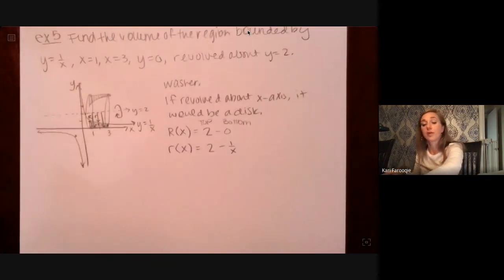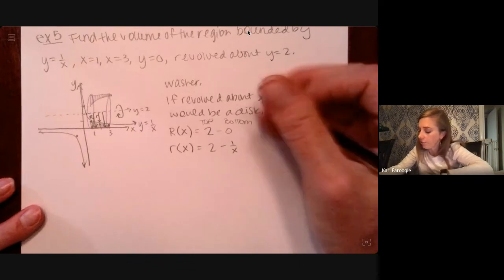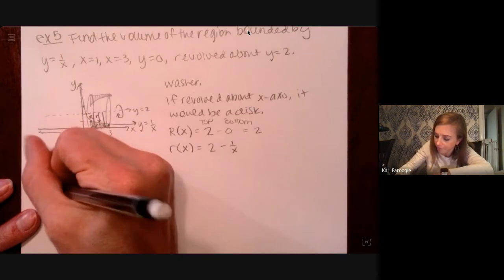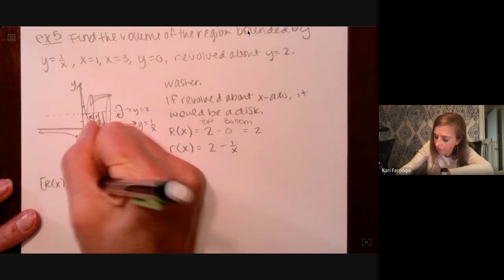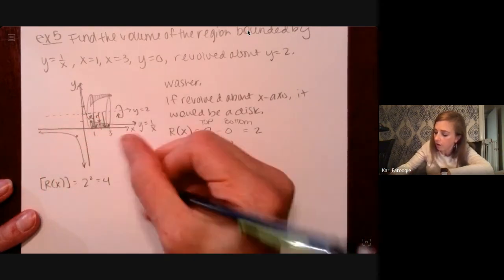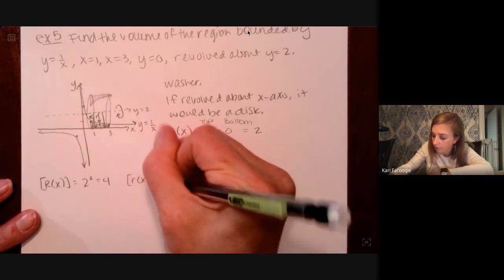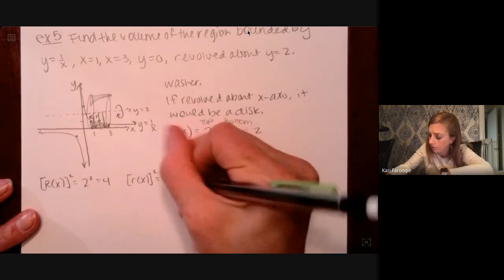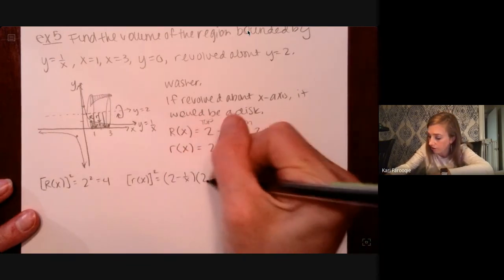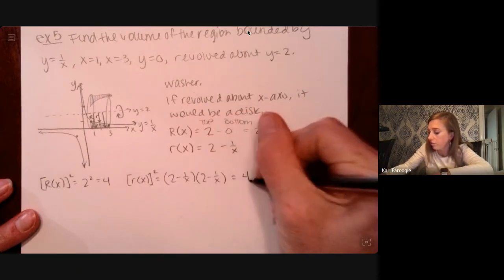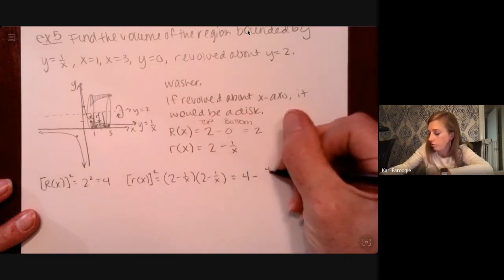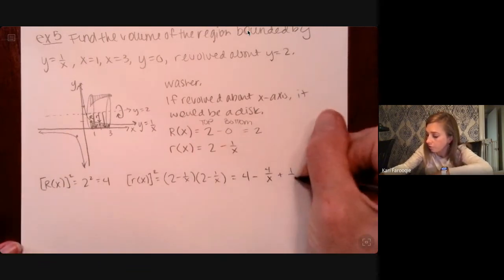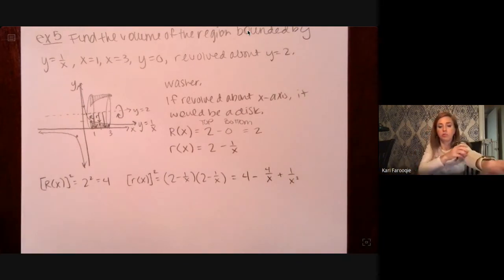So let's do that. I'm not worried about squaring big R of x. Big R of x is just 2 squared, which is 4. It's little r of x that we don't want to forget about. 2 minus 1 over x times itself is 4, minus 2 over x, minus 2 over x is minus 4 over x, and then plus 1 over x squared when you multiply the last terms together.